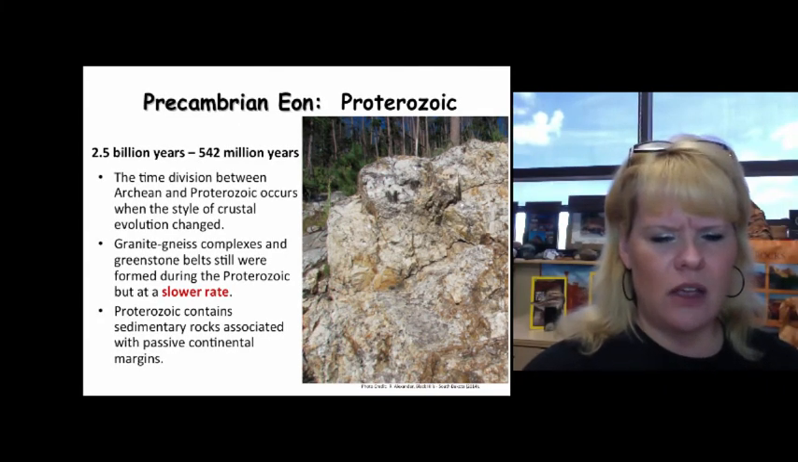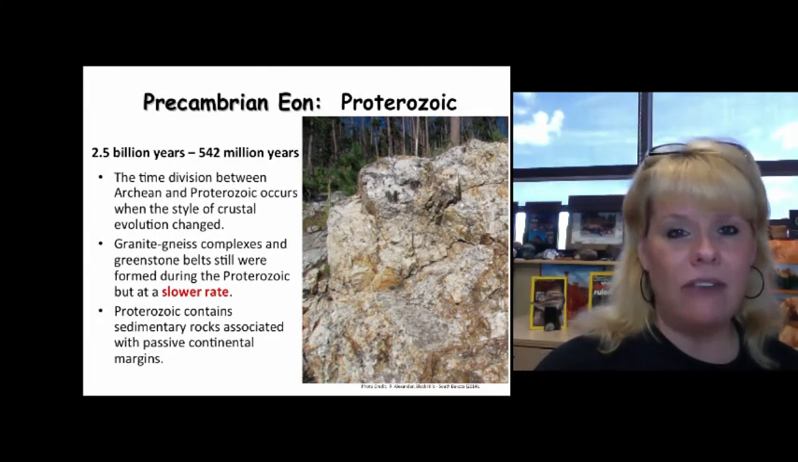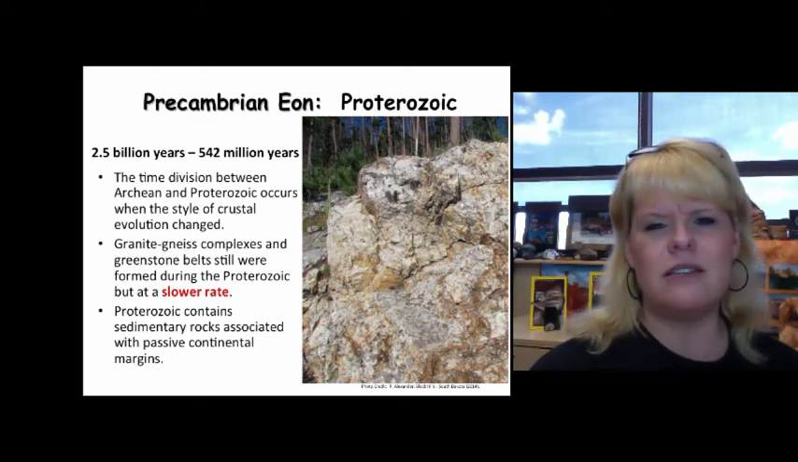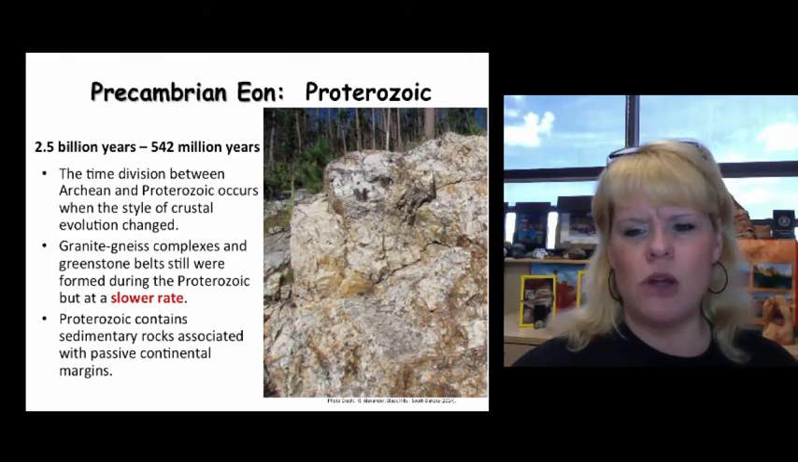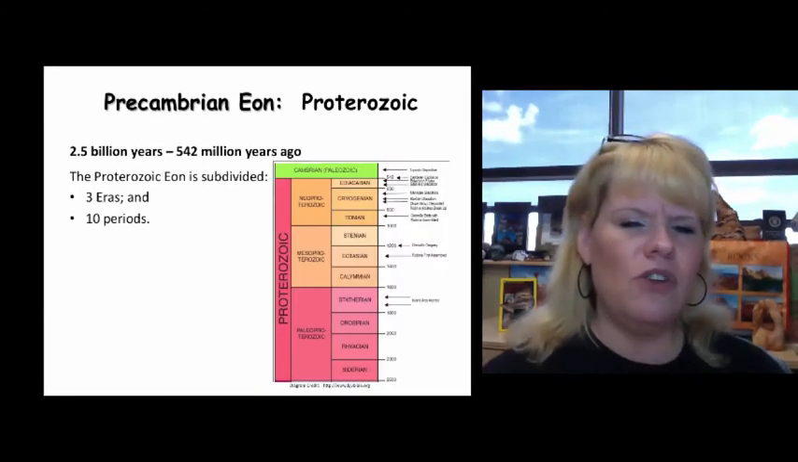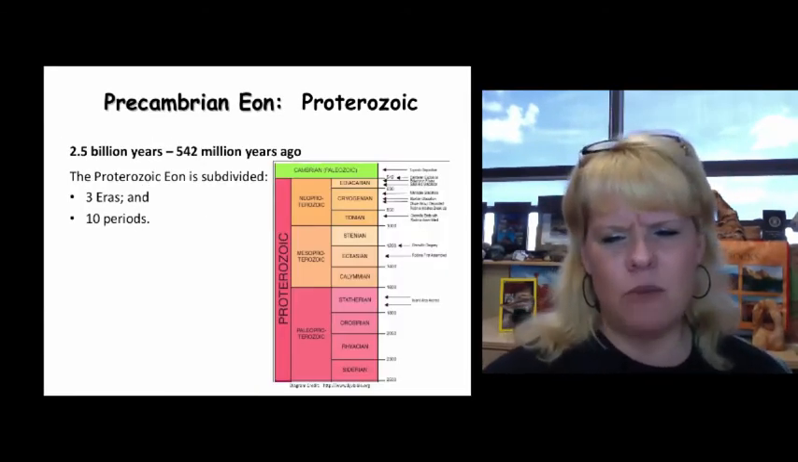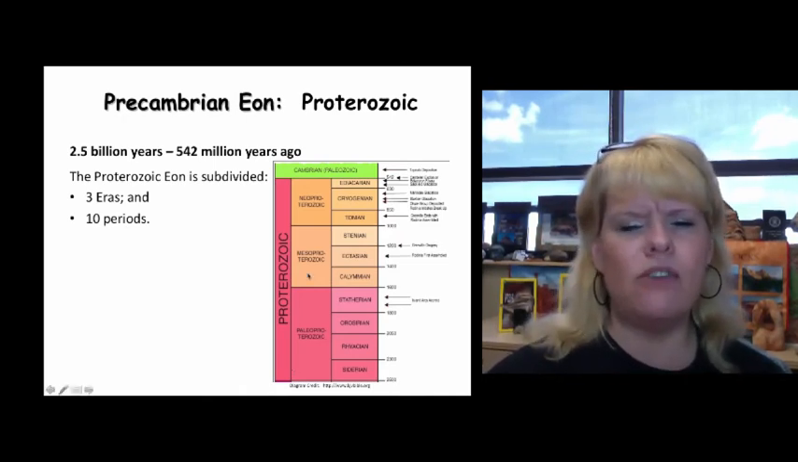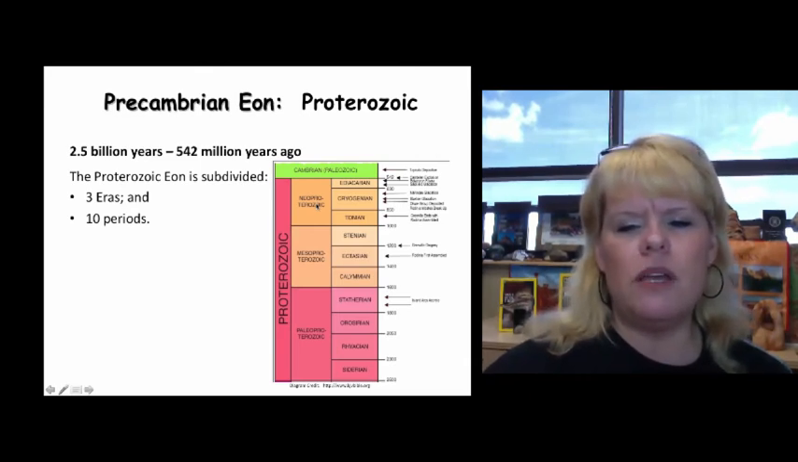The Proterozoic contains sedimentary rocks associated with passive continental margins, meaning we didn't have massive orogenies occurring at that time, especially in North America. When you look at the span of time, we need to subdivide the Proterozoic into Paleoproterozoic, Mesoproterozoic, and Neoproterozoic. Those would be your eras.